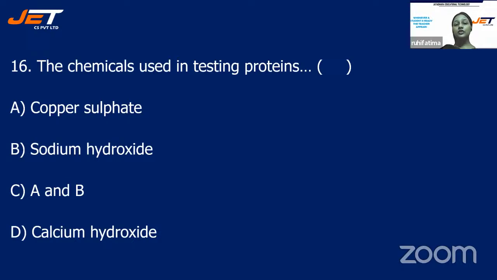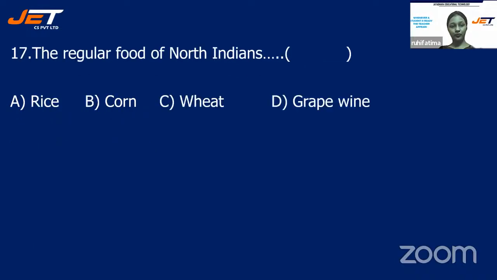The chemicals used in testing proteins. Copper sulfate, sodium hydroxide, A and B, calcium hydroxide. And the correct answer is both copper sulfate and sodium hydroxide. That is option A and option B. We use copper sulfate and also sodium hydroxide for testing proteins. Let's come to the next question.